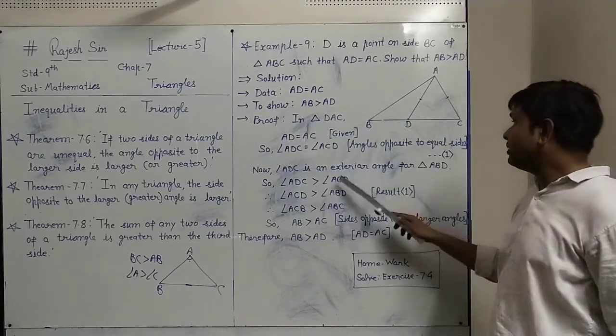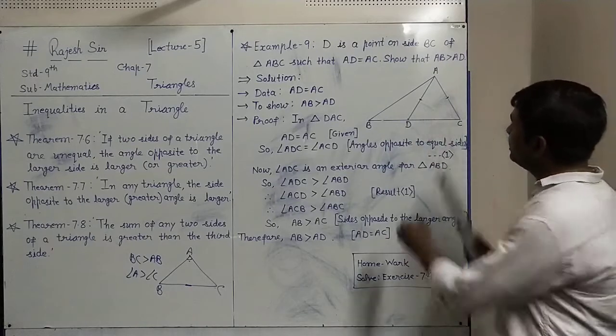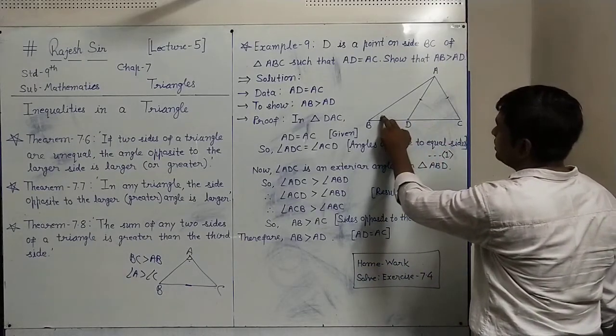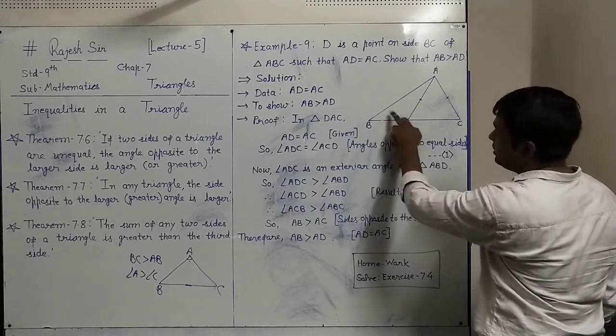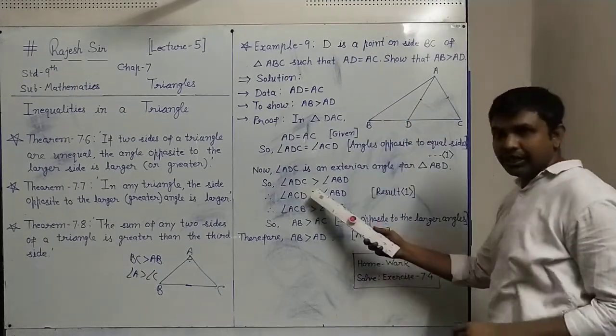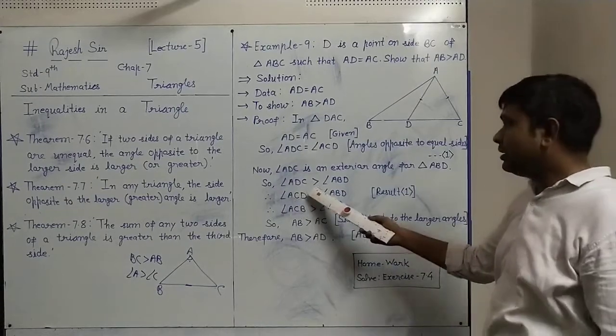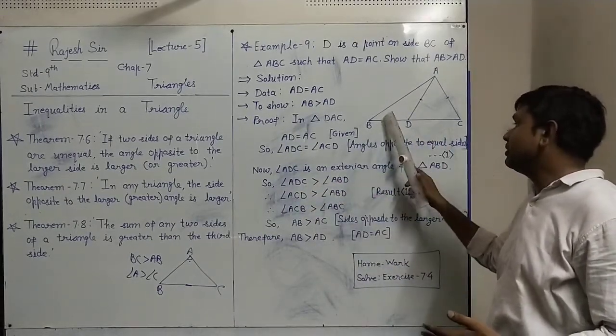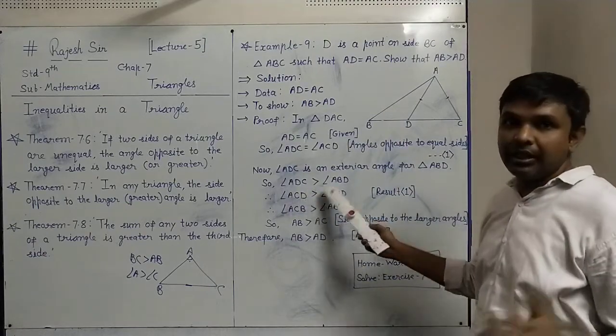So we have compared with this ABD. This exterior angle ADC is always greater than its interior opposite angle, this angle ABD. So this is how we started. Angle ADC is the exterior angle. It is always greater than its interior opposite angle, that is ABD. Exterior angle is greater than interior angle.